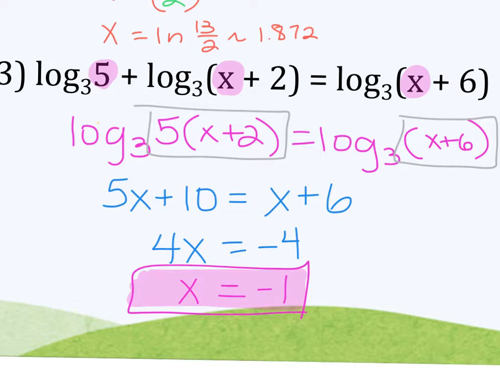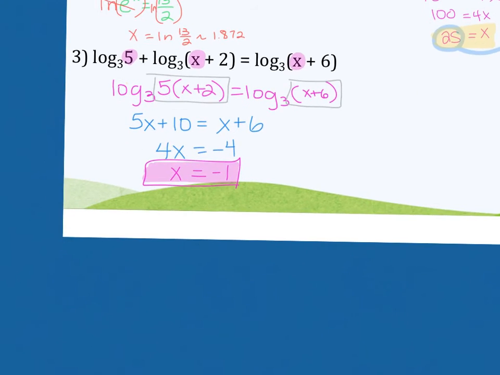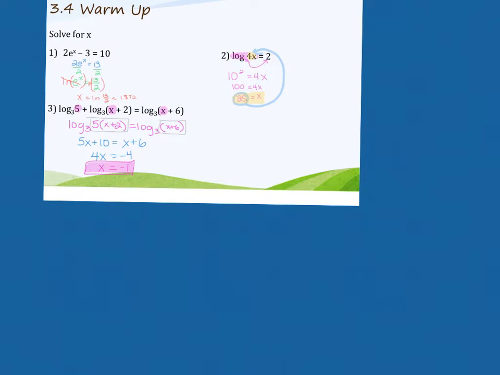Questions on any of the warm up? So I said I was going to do an example where the bases are not the same and you can't change them. So if I had something like 2 to the x equals 3 to the 5th.